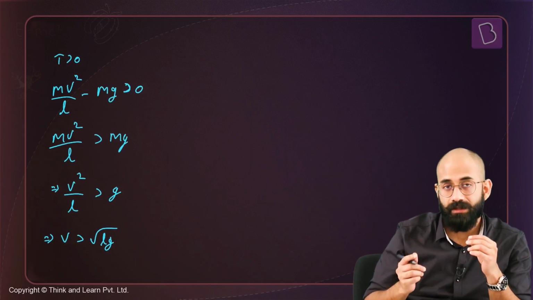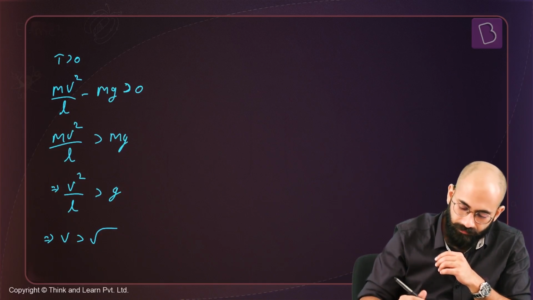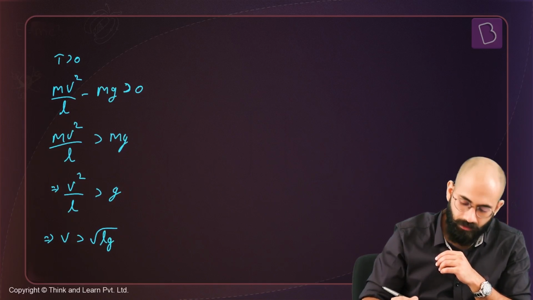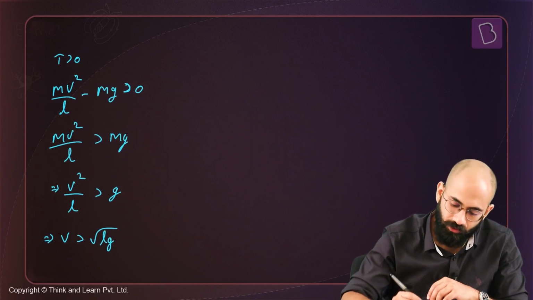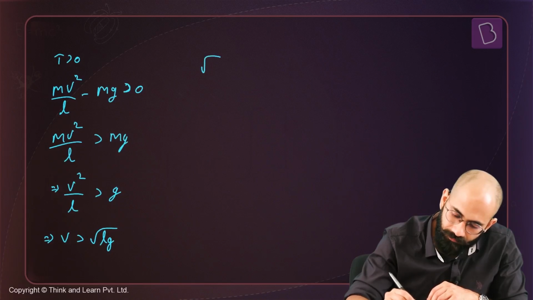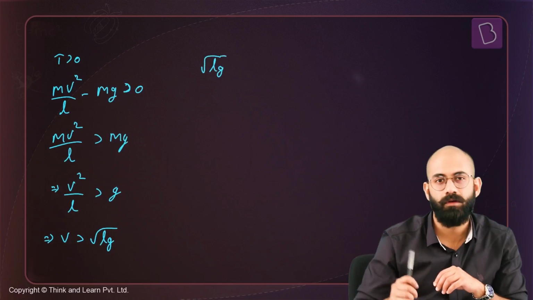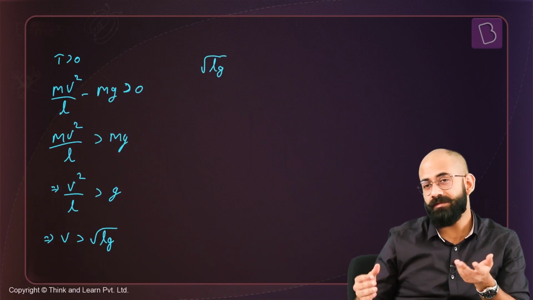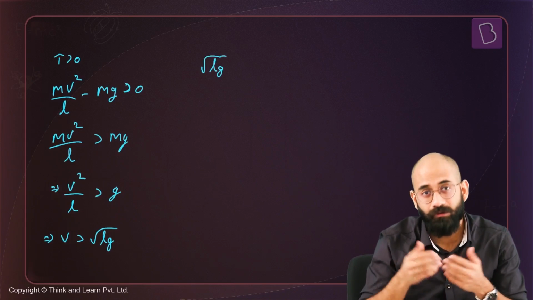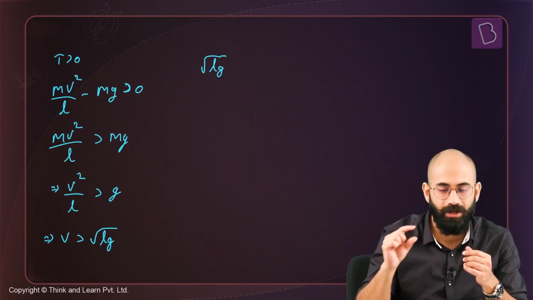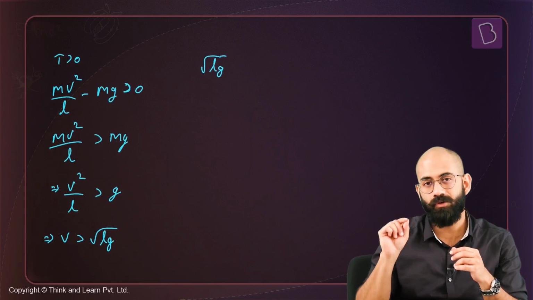Right? So v should be greater than root Lg, which means that the minimum speed that we should have, v min, should be equal to root Lg. So at that point, if it had any speed less than root Lg, it will not complete a circle. So the minimum speed it should have, so that it completes a circle, is root Lg.